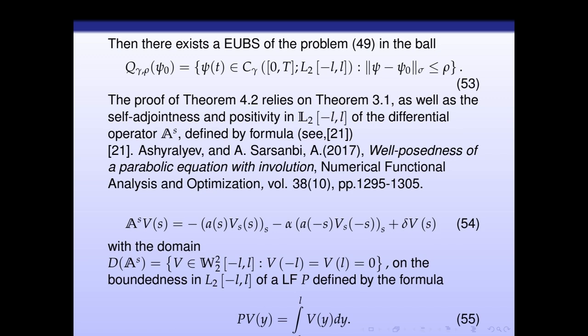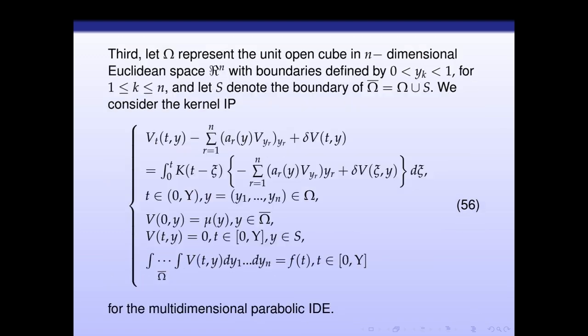And the proof is based on the abstract theorem and self-adjointness and positivity in L2 of the differential operator defined by formula, and also boundedness in L2 of the linear functional defined by formula 55. And third, we will consider the unit open n-dimensional Euclidean space and boundaries defined like that. Let S denote the boundary, and for the union of Q and S, we consider the kernel identification problem.